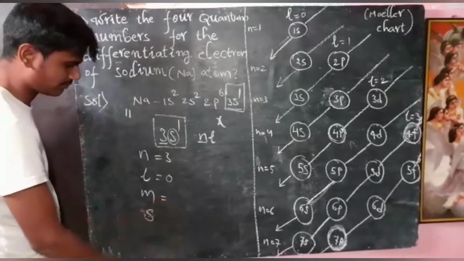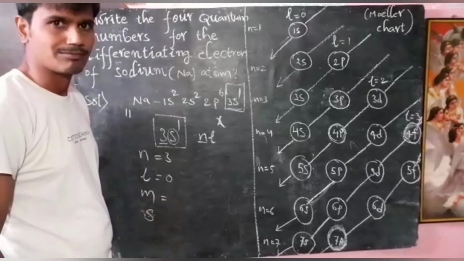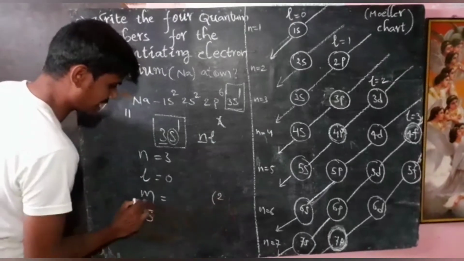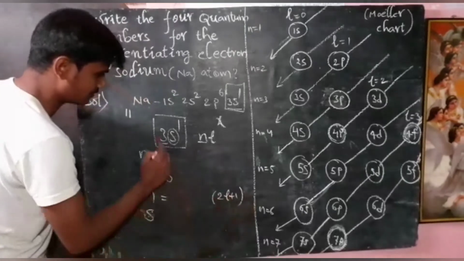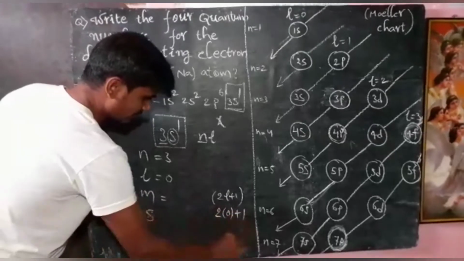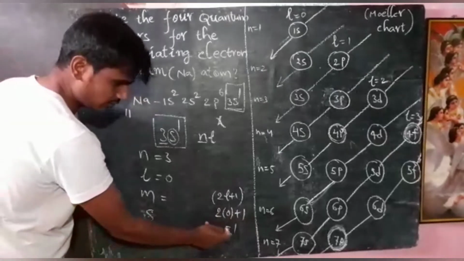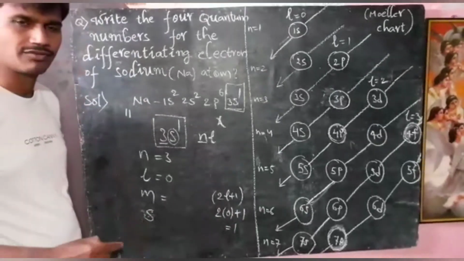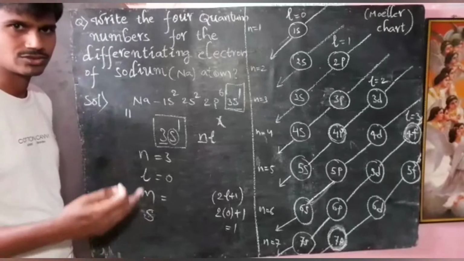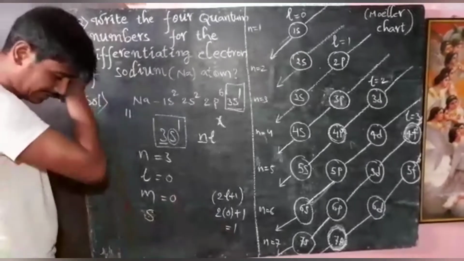What about magnetic quantum number? Magnetic quantum number has a total of 2l plus 1 values, ranging from minus l to plus l, including 0. Already we know the l value. What is the l value here? 2 into 0 plus 1, that is equal to 1. So here m value means the number of m values is 1. If the number of m values is 1, it is 0. If 3, those are minus 1, 0, plus 1. If 5, those are minus 2, minus 1, 0, plus 1, plus 2, like that. Here the number of m values is 1, so its value is 0.